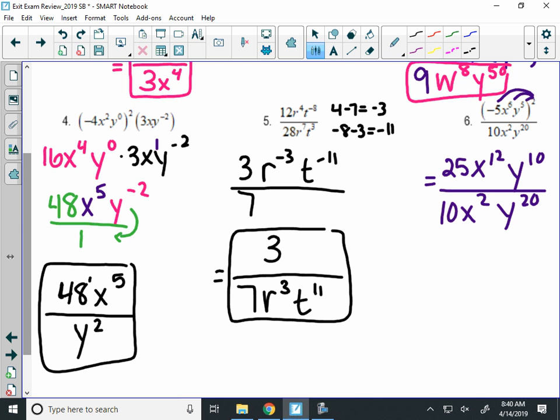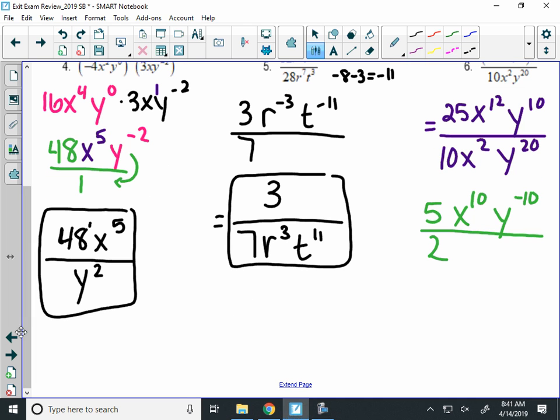Now let's simplify the way we just did. So our new fraction, let's simplify the numbers, 25 over 10. 5 goes into both, which will be 5 over 2. For the x's, 12 minus 2, which is 10. And then for the y's, I have 10 minus 20, which is negative 10. This time, the only variable that needs to move that has a negative exponent is going to be the y. So we will have 5x to the 10th, those both stay put, over 2y to the positive 10. And that is your answer.